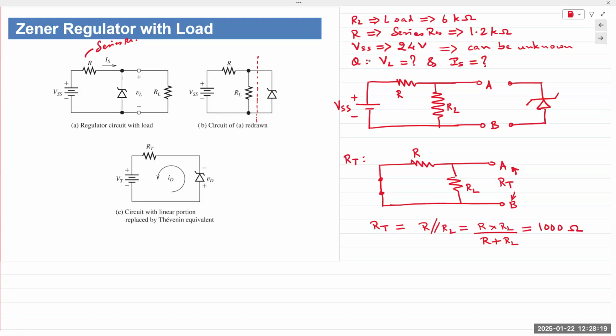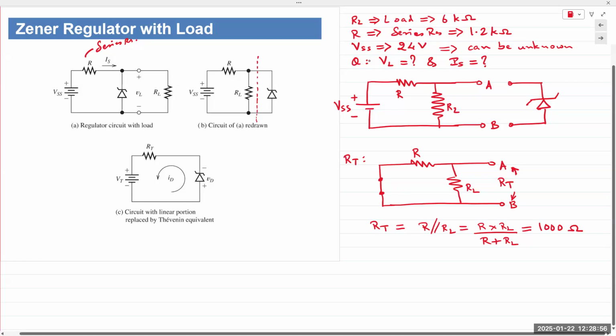So we can apply KVL, but that doesn't take into account RL. We need to find the actual voltage that is coming between the junction of R and RL. The question being asked is, can we simply apply KVL and solve it? Yes, but that would not give us the complete solution. We need to take into account the values of RL. And this is skipping over to the end of the problem. RL value right now is given to us.